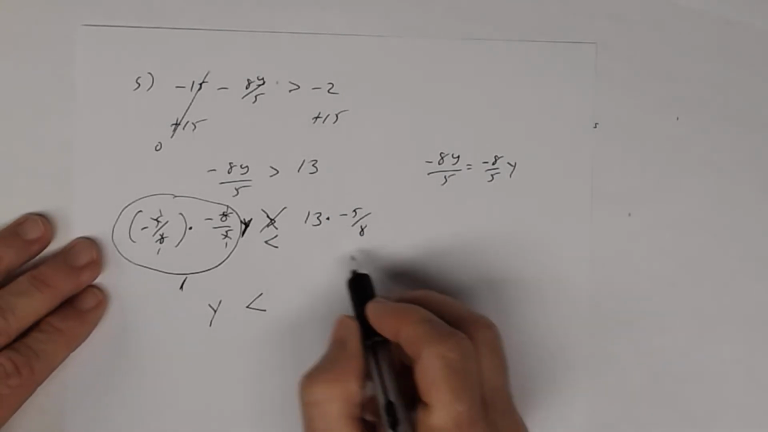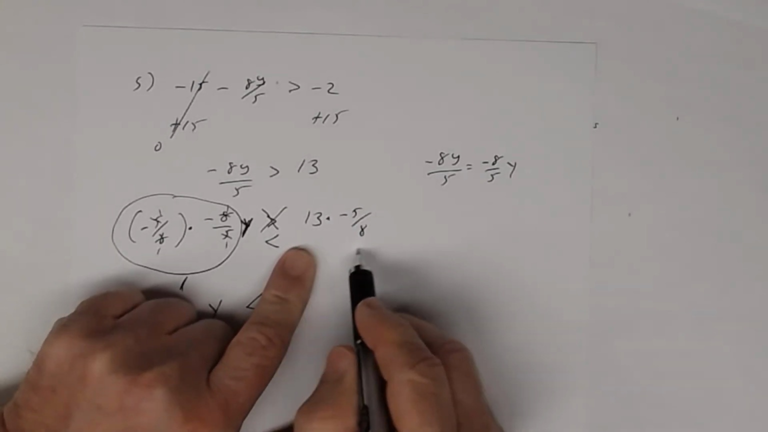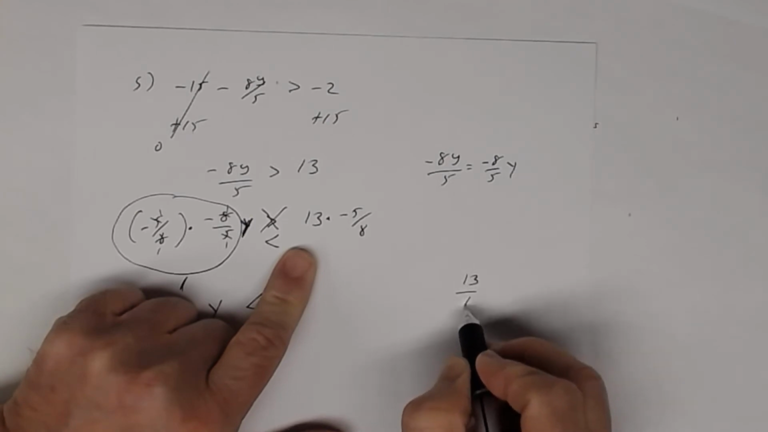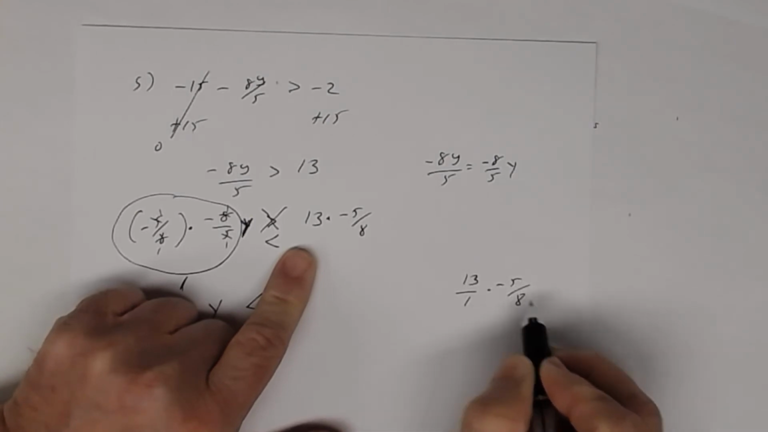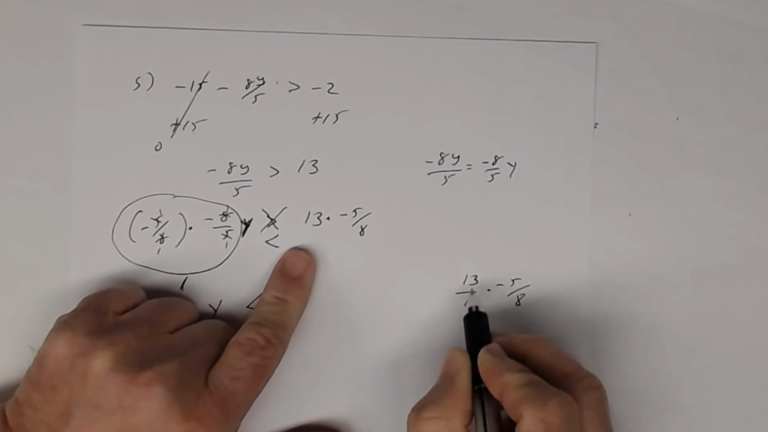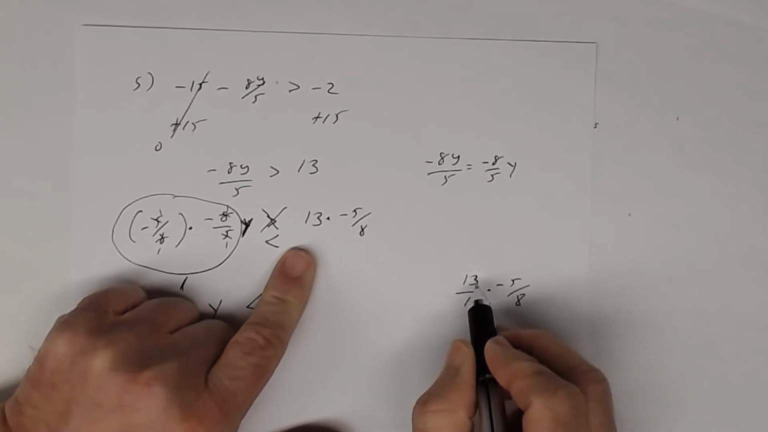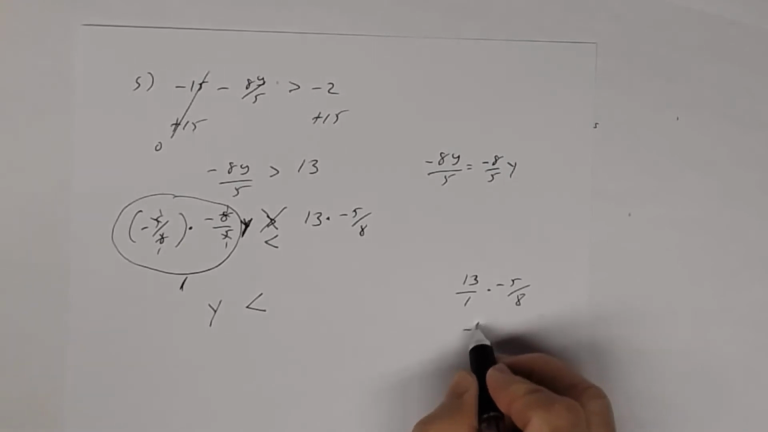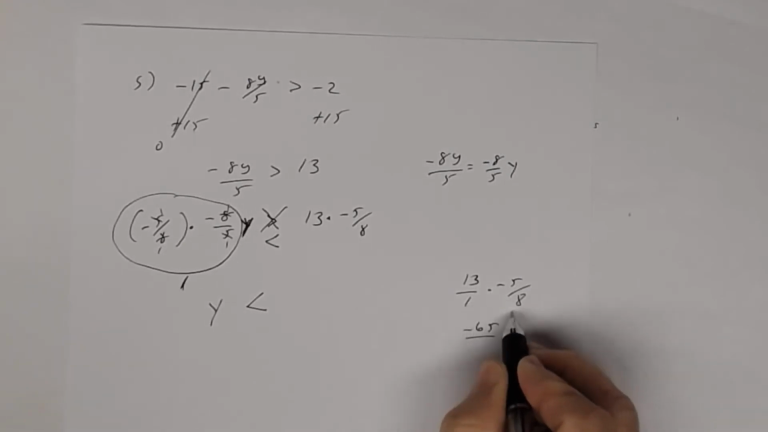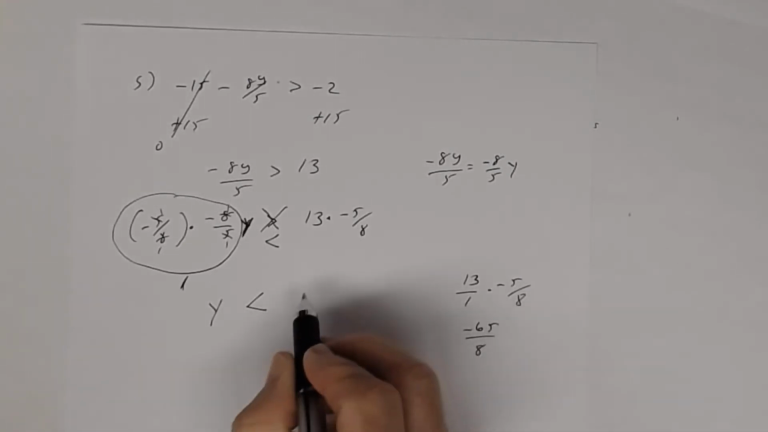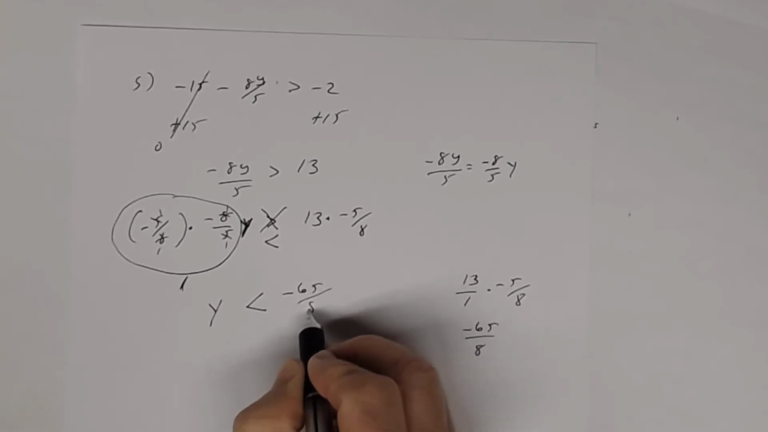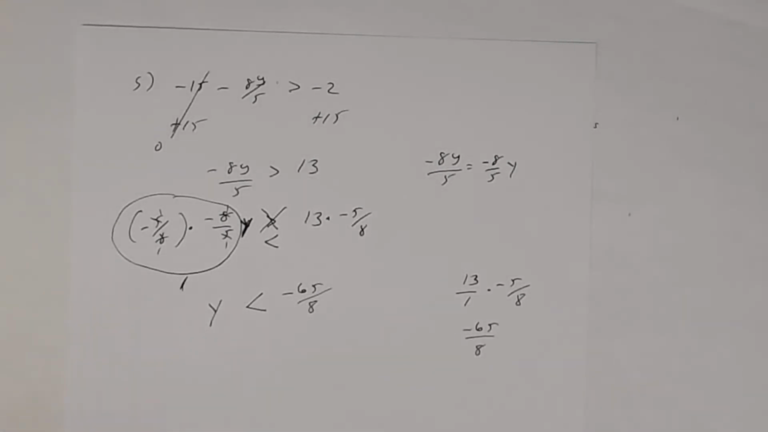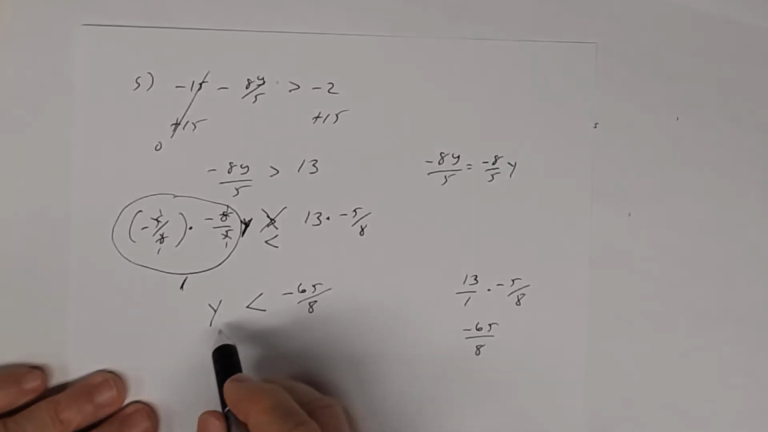All right, so let's look at this right here. Do y'all agree that this is the same thing as saying 13 over 1 times negative 5/8? Now, I cannot reduce, so I'm just going to go ahead and multiply. 13 times a negative 5 will give me a negative 65, and then 1 times 8 is 8. So y is less than negative 65 divided by 8. And there's your answer.